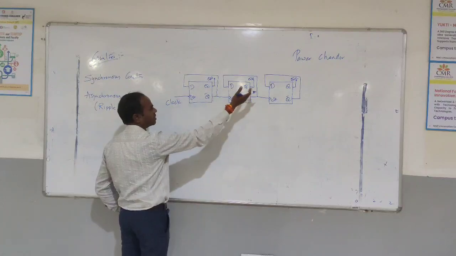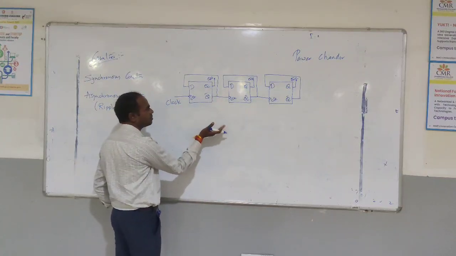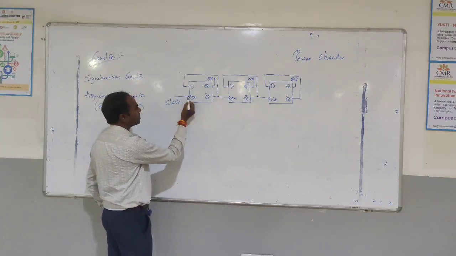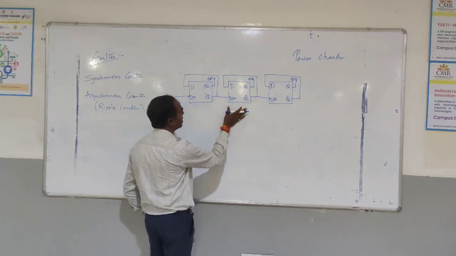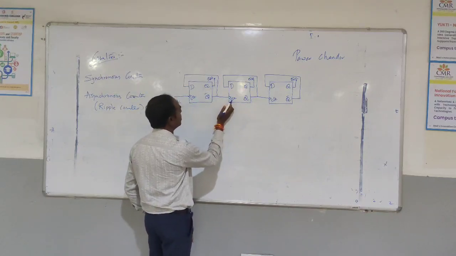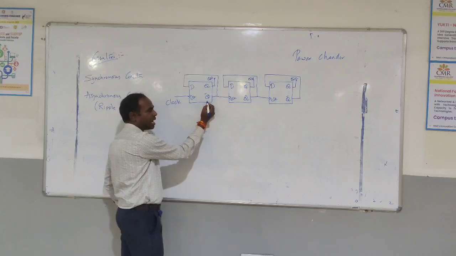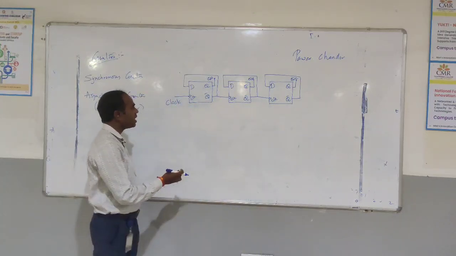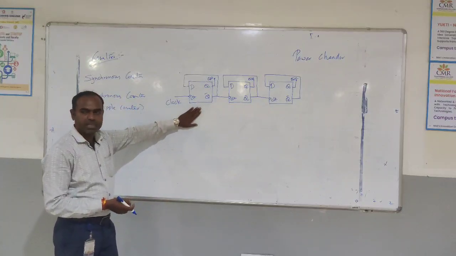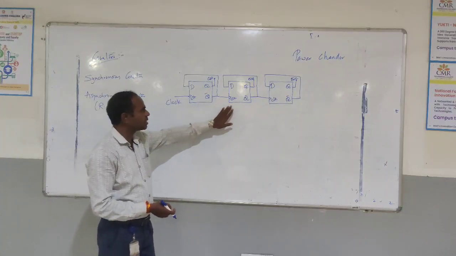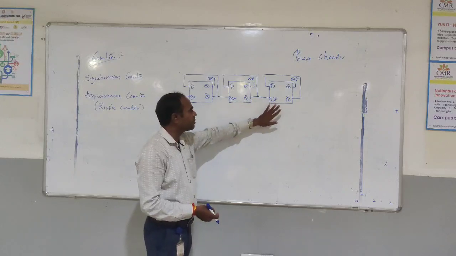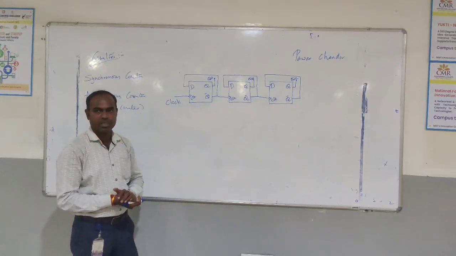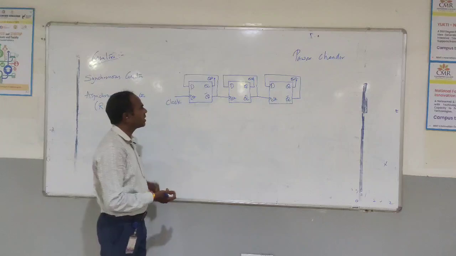Here I have drawn the figure. The first clock is applied here, and the second flip flop's clock is from the complement output of the first stage. Similarly for the third stage. These flip flops are 1-bit storage, so we have taken 3 flip flops connected, and we are storing 3-bit data, right?